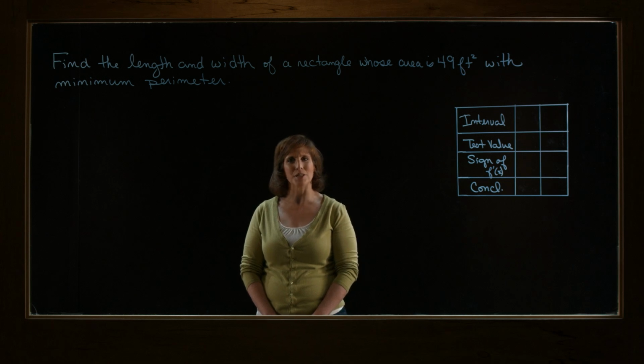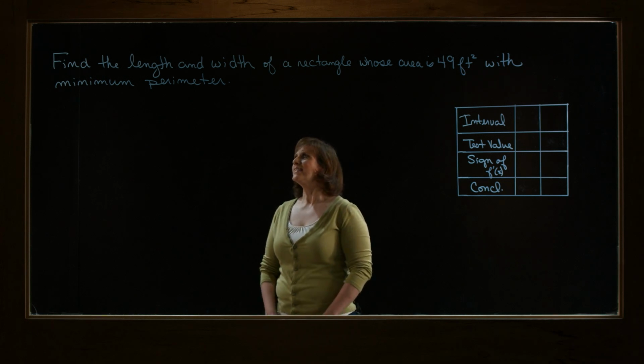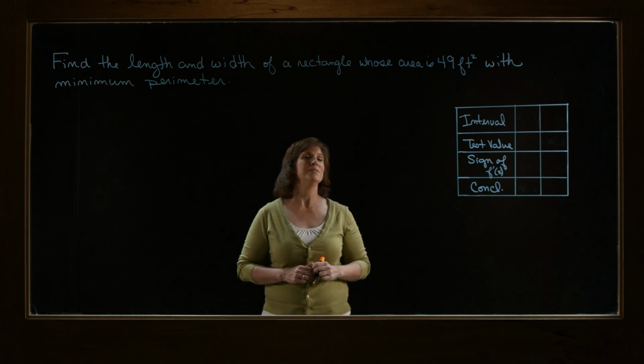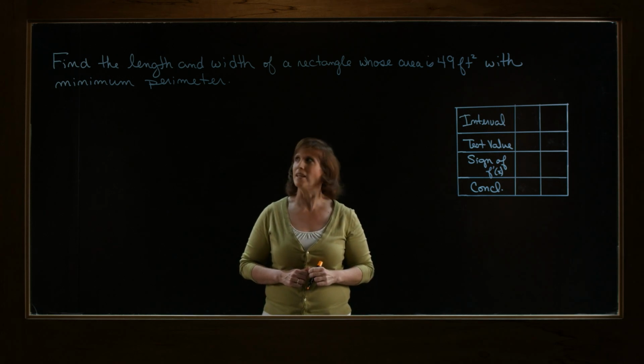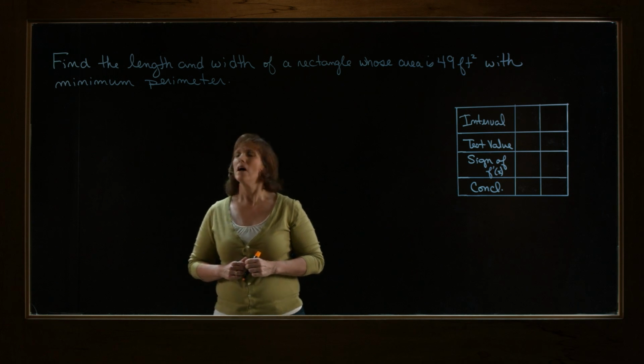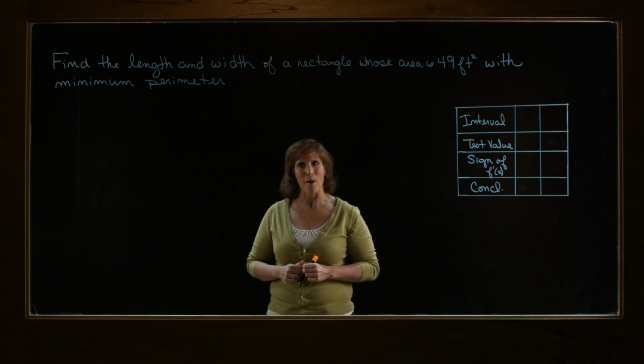Let's go ahead and look at the particular problem. It says we want to find the length and the width of a rectangle whose area is 49 square feet, who has a minimum perimeter. All right, well, let's see, this is a word problem.